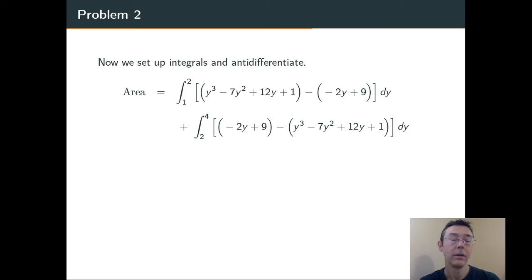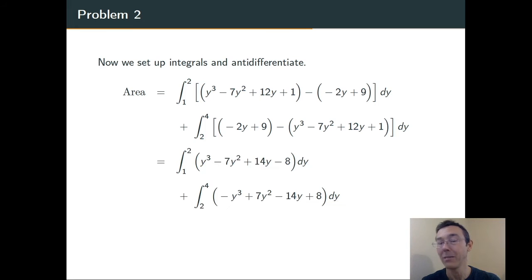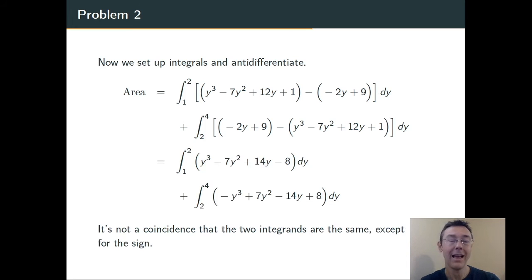So from 1 to 2, right curve minus left curve, the cubic minus the straight line. And then from 2 to 4, right curve minus left curve is going to be the straight line minus the cubic. We simplify, combine some like terms, and then we're ready to integrate.